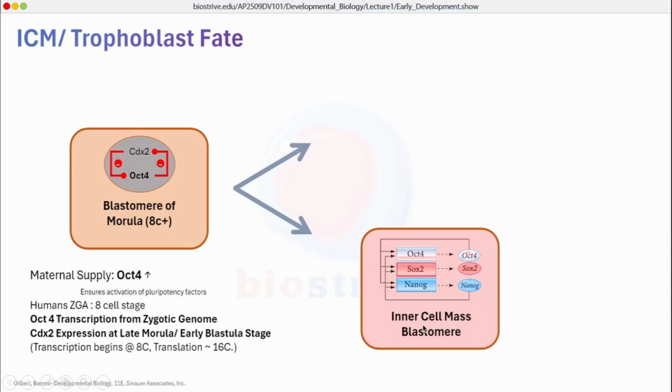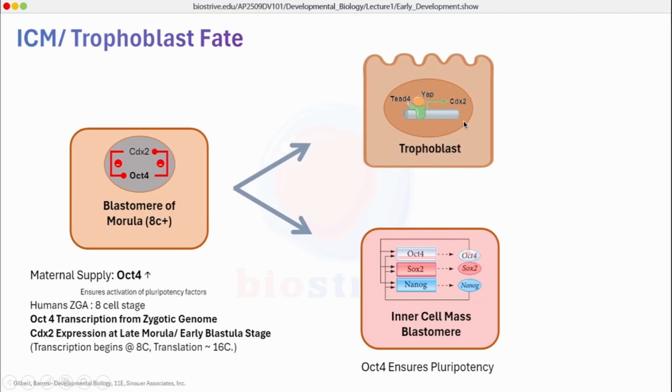But something different happens in case of the outer cell mass or trophoblast cells. Let's have a look at the trophoblast cell. So this is the trophoblast cell, and we are looking inside the nucleus where there are genes for the synthesis of this CDX2. In case of outer cell mass, there is a specific protein which is TEAD4 and the activator of TEAD4 which is YAP protein. These two proteins will bring out the expression of CDX2, and CDX2 will maintain the trophectoderm identity, and finally activate some other genes which will ultimately bring about the fate of supportive tissue.